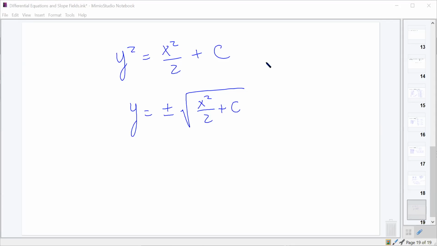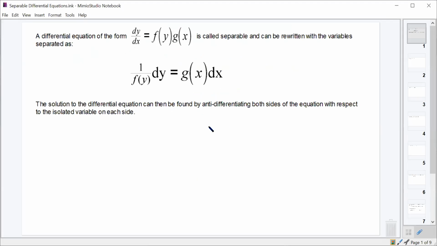So this is sort of the written out explanation of what we just did. It's a differential equation of the form dy/dx equals a function in terms of y times, or it could be divided by, a function in terms of x. We call those separable, and we rewrite the variables with the function with y on the left, the function with x on the right, and we get the dy on the left and the dx on the right. And then, like we just did, we anti-differentiate both sides and solve for y.